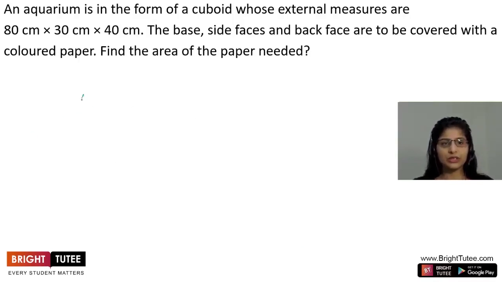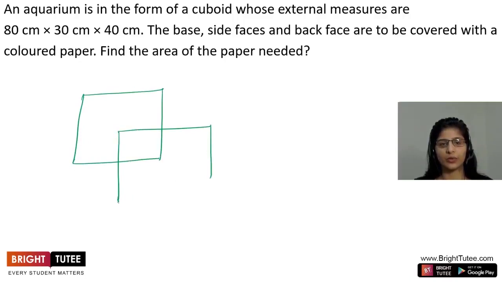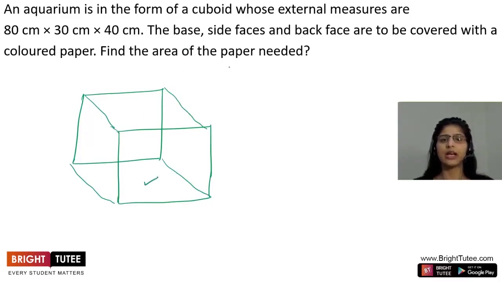So suppose it is in the shape of a cuboid. Let us just draw a rough cuboid. Okay, like this it is there. Now in this, what are they saying? They are saying the base, that means this. The side faces, that means these side faces, left and right, and this is the base. Now the back face is this one.